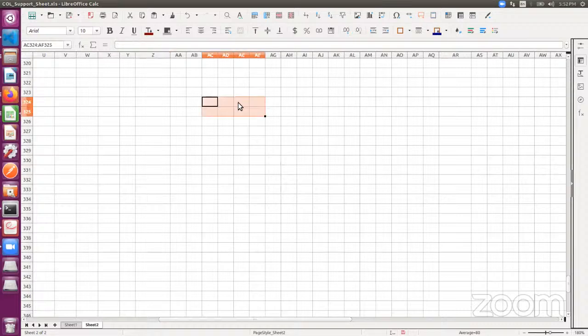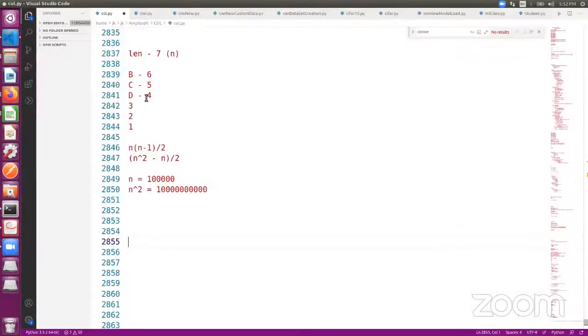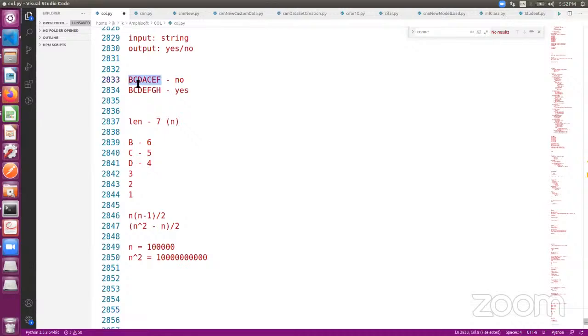So let us consider an 8-bit integer for simplicity. 0th bit, first bit, second bit, till 7th bit. And let us take the same example, this one itself.